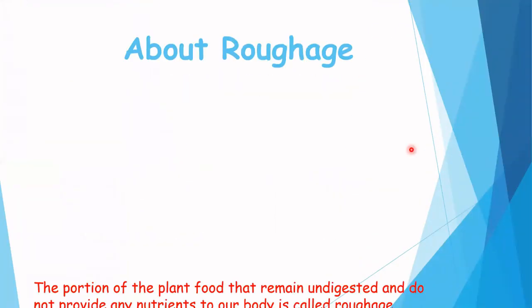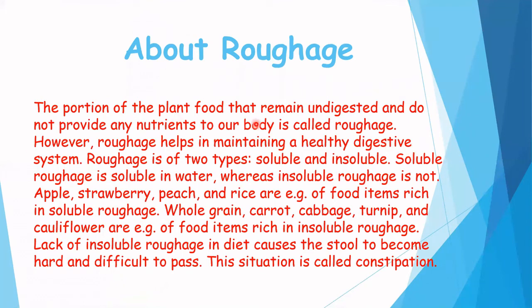So now about roughage. The portion of the plant food that remains undigested and does not provide any nutrients to our body is called roughage. However, roughage helps in maintaining a healthy digestive system. Roughage is of two types, soluble and insoluble. Soluble roughage is soluble in water, whereas insoluble roughage is not.